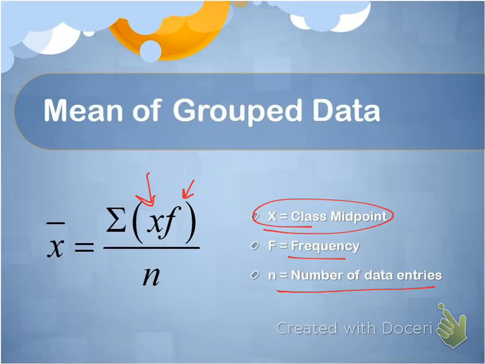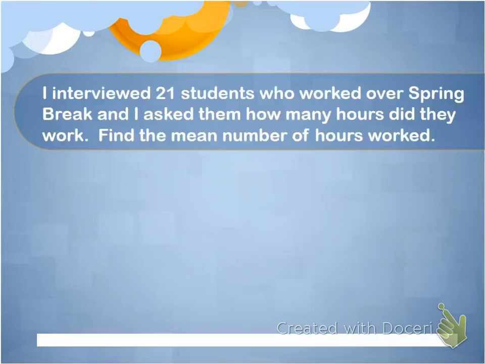We have to use the class midpoint because we don't know exactly what each data entry is. If we didn't put the data in ourselves, then we don't have the actual data. We have to go by the histogram or that grouped data. For example, I interviewed 21 students who worked over spring break, and I asked them how many hours they worked. Find the mean number of hours worked.